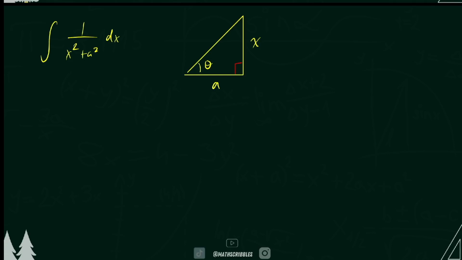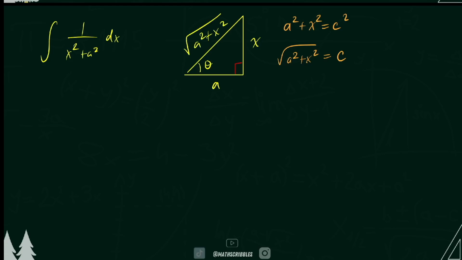And once again, let me just show the work here. If we were to do the Pythagorean theorem, we have a squared plus x squared is equal to c squared, which is the hypotenuse. If we take the square root of both sides, we get root a squared plus x squared is equal to c. So that is going to be the root of a squared plus x squared in our hypotenuse.